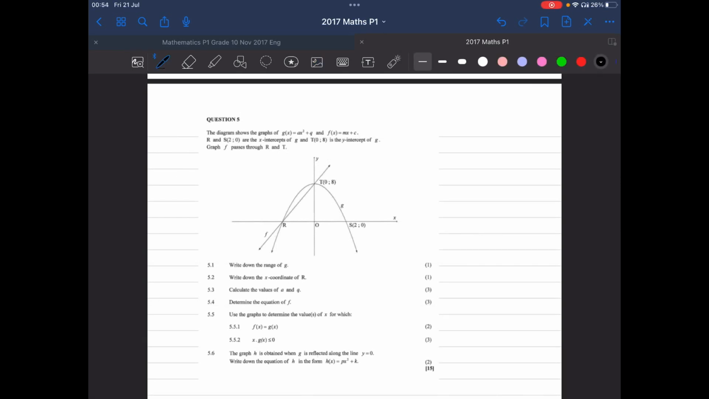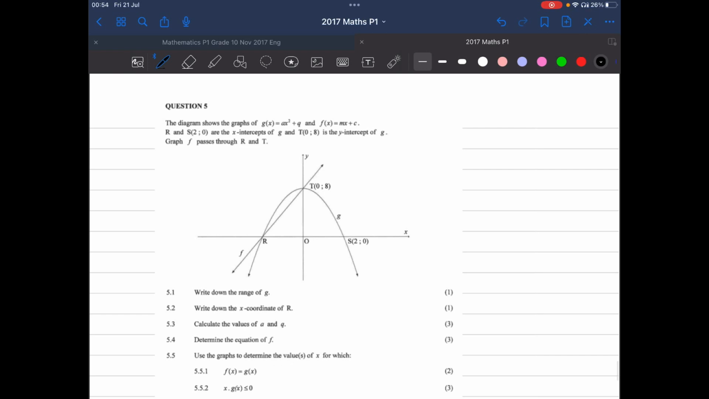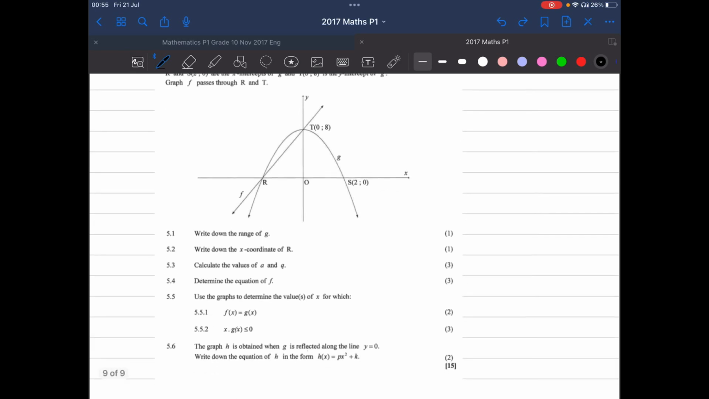Okay, so we're now on question 5, which is functions. The diagram shows the graphs of g(x) equal to ax squared plus q, and f(x) equal to mx plus c. R and S, S has the coordinates (2, 0), are the x-intercepts of g, and T, (0, 8), is the y-intercept of g. Graph f passes through R and T. Write down the range of g.